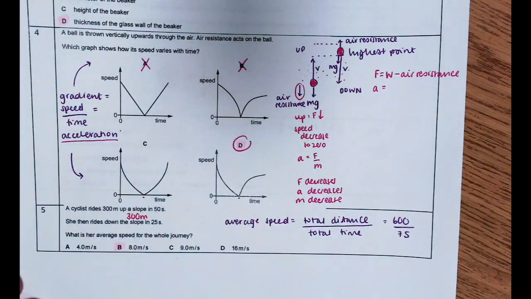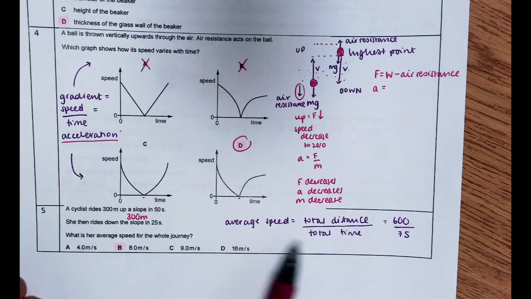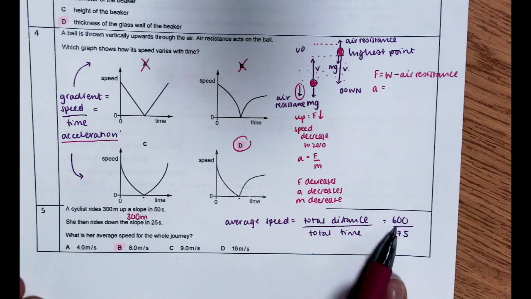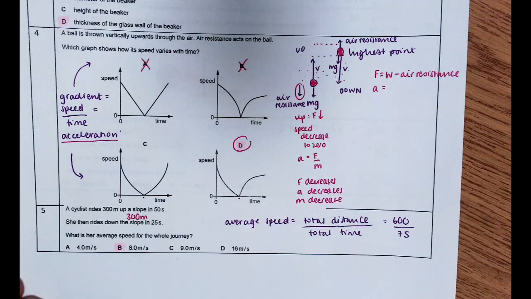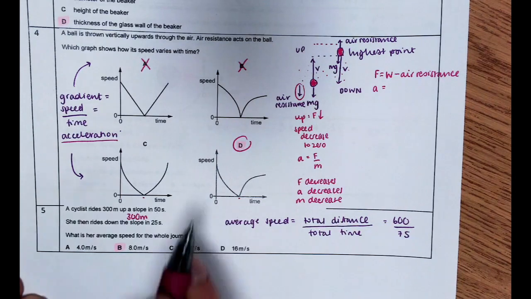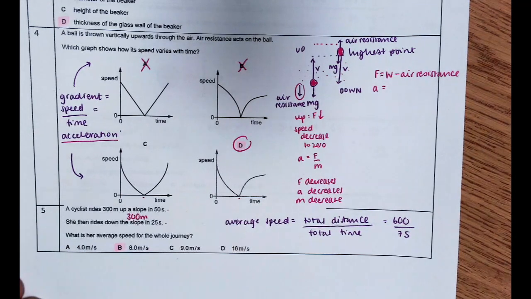Well, average speed is just total distance divided by the total time taken. If she goes up and then back down the slope, her total distance is 600, and the total time is just the sum of 50 and 25. When you put 600 over 75 into your calculator, or if you're very brainy and can do it in your head, you will get 8 metres per second. So 5 was much, much easier than 4.